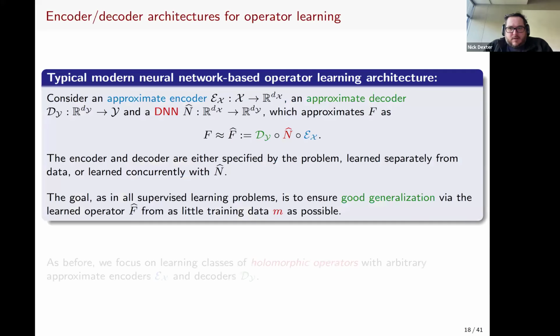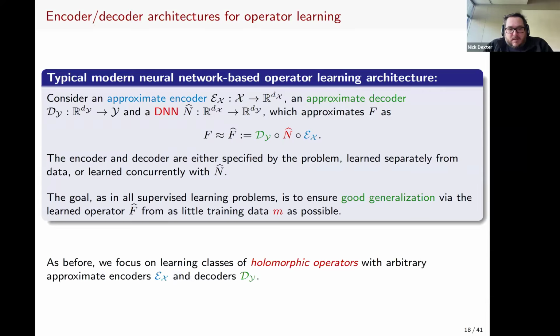Okay, so I'd like to also compare against some recent work we've had on neural networks for the operator learning problem, where we consider these approximate encoders and approximate decoders, and then a neural network N hat, which approximates the operator through these compositions. And these are either specified by the problem, these encoder and decoder, or they're learned separately from the data or concurrently with N hat. But the goal, as in all of these supervised learning problems, is to ensure good generalization via the learned operator f hat from as little training data as possible.